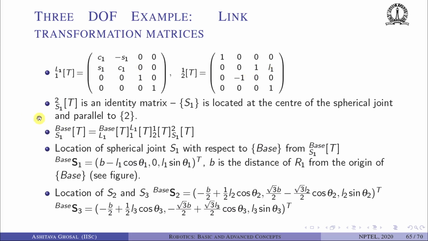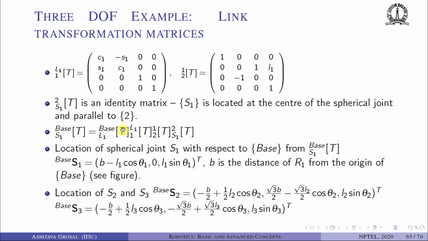Okay. The transformation matrix between 2 and the spherical joint is the identity matrix because S1 is located at the center of the spherical joint and is parallel to 2. So how do I find the location of the first spherical joint with respect to the base? We go from base to L1, which is known, L1 to 1, which is a function of theta 1, 1 to 2, which is a function of the translation, and between 2 and S1, which is identity.